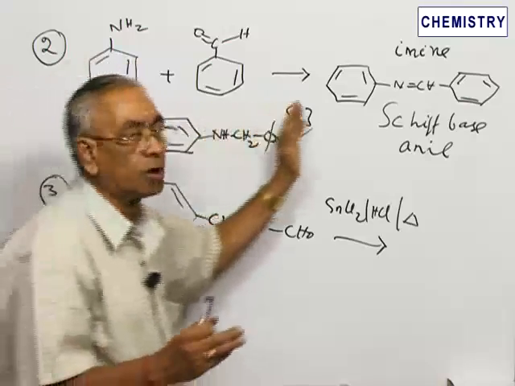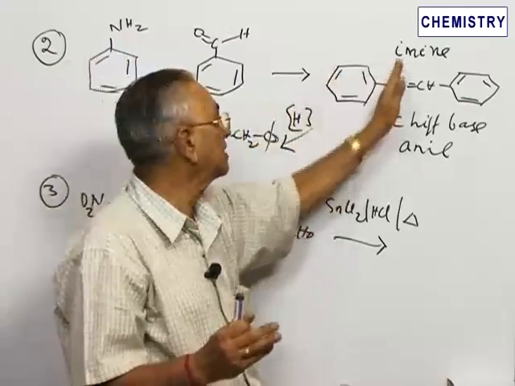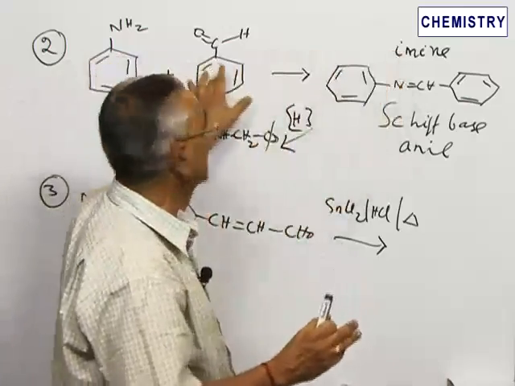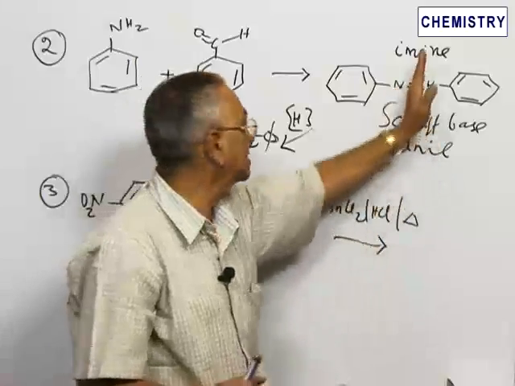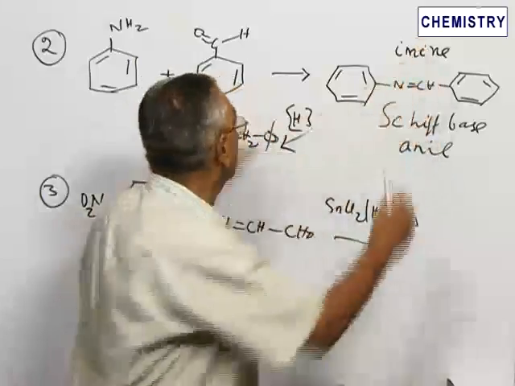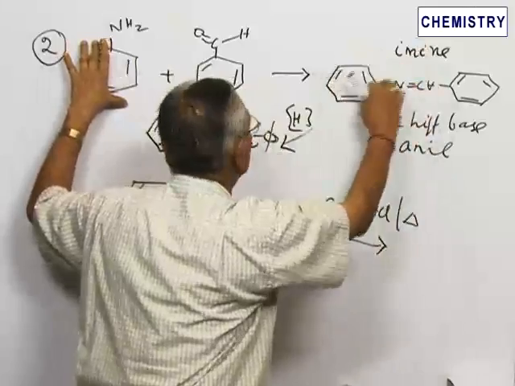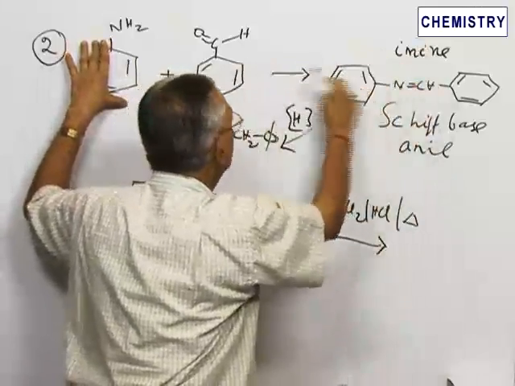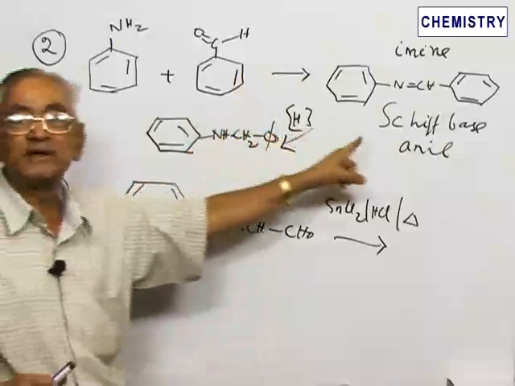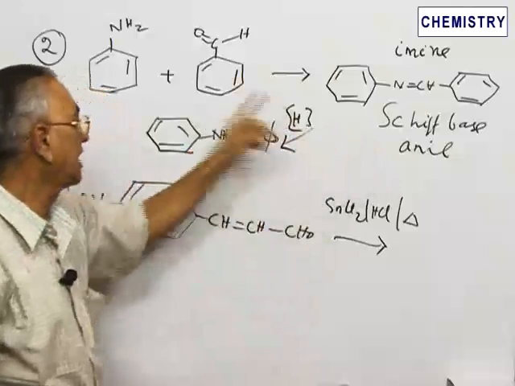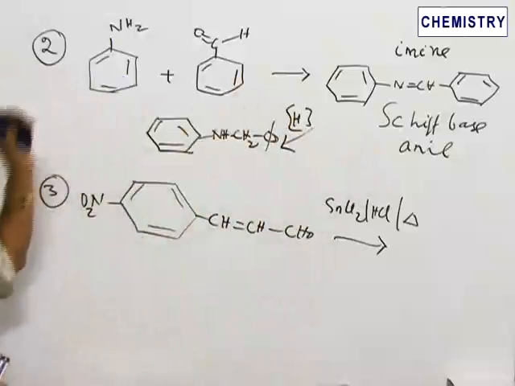Once the imines are formed, the imines can also go back to the amine and the aldehyde by means of hydrolysis. On boiling with HCl or something like that, the imine linkage breaks to give back the primary amine from this part, and the aldehyde from this part. So that is the importance of this particular reaction. That is actually the second question.